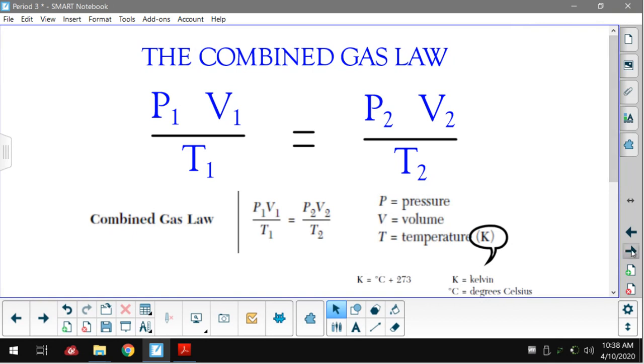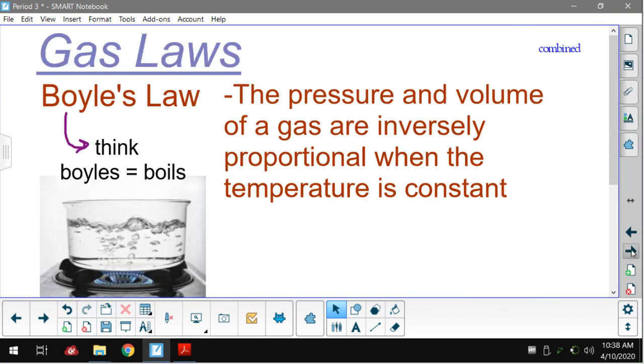All right, so this can be broken up into 3 different ways. The first one is called Boyle's Law. It's not necessary for you to know these really, but it's for the Regents exam. But it is good practice to know what the different laws are. So Boyle's Law has to do with the pressure and volume relationship when the temperature is held constant. And the way I like to think of this is thinking of the word boils.